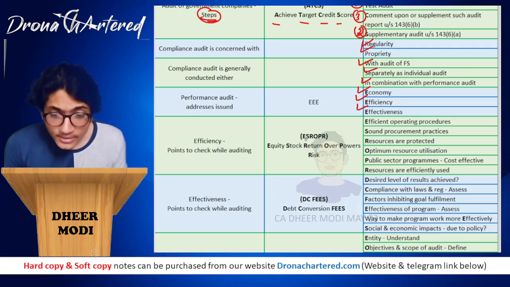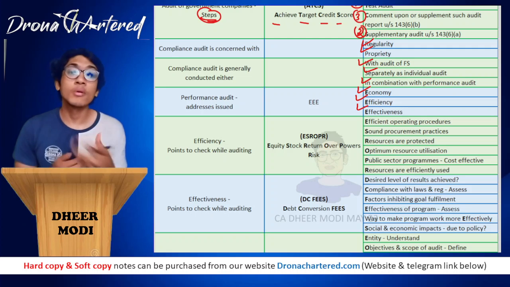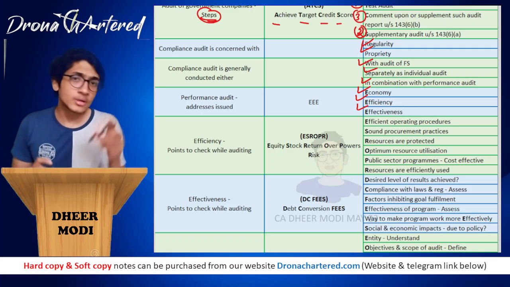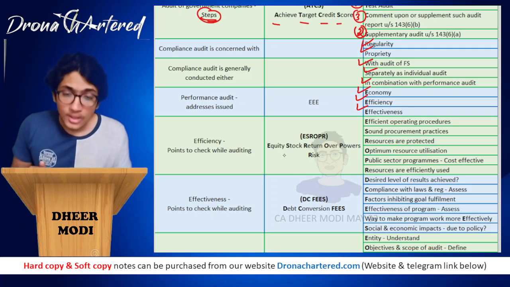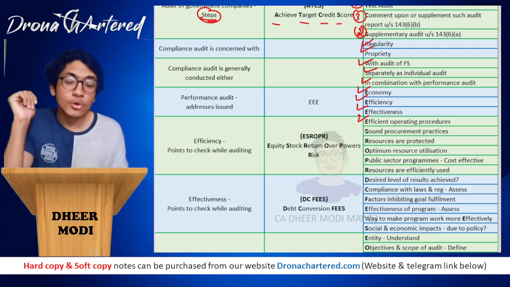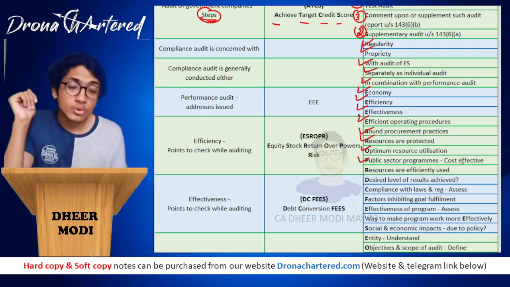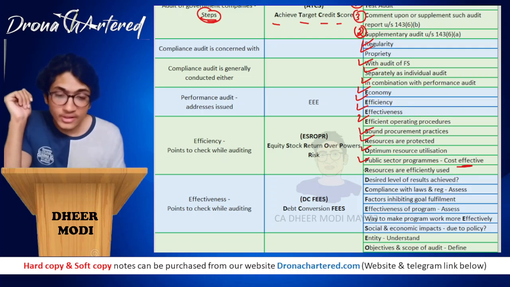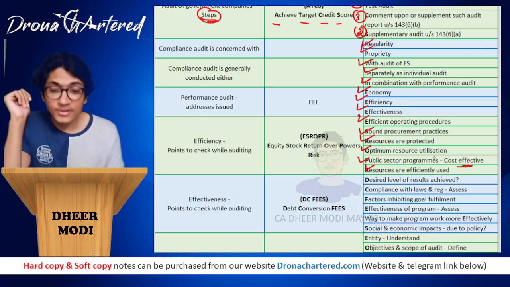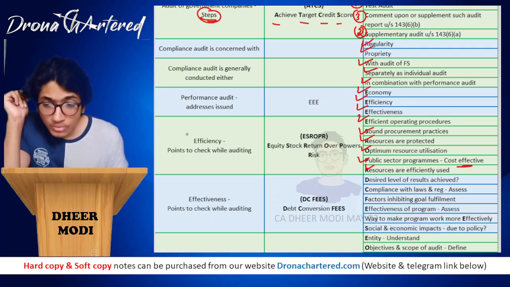So the key is EQUITY STOCK RETURN OVERPOWERS the RISK. Equity stock return overpowers the risk. I know you must be knowing the terminology. Okay, so equity stock return overpowers risk. E for efficient operating procedures, sound procurement policies, resources are protected, optimum resources utilization. Public sector programs: whether they are met cost effectively, resources are efficiently used. Okay, so this was your efficiency.